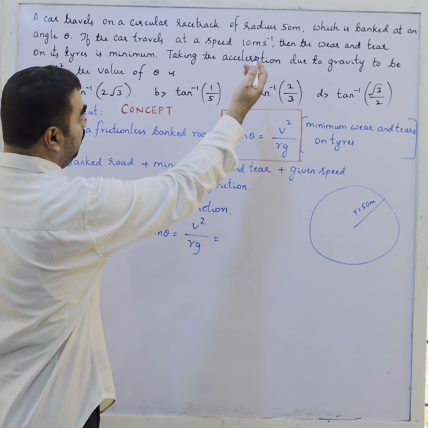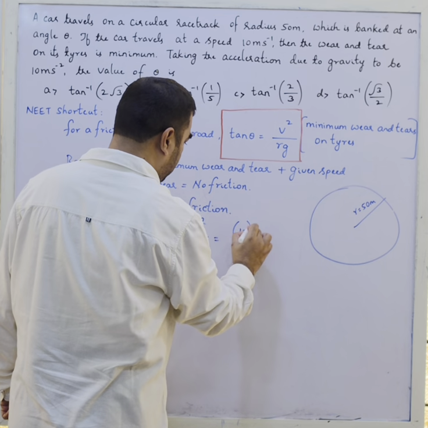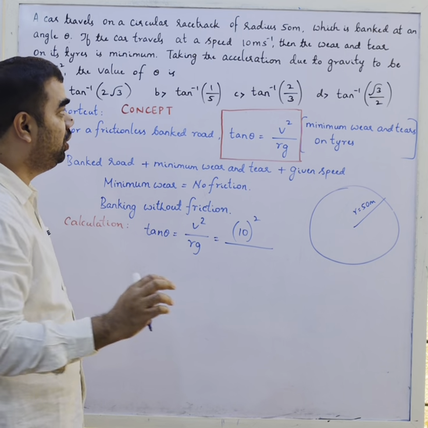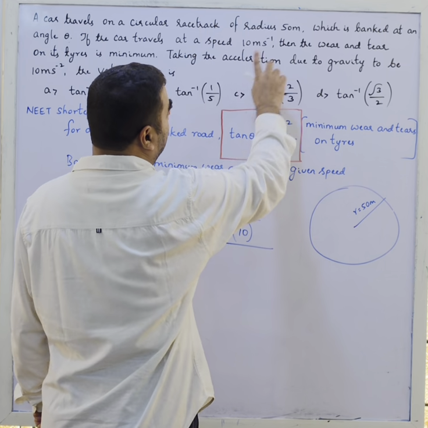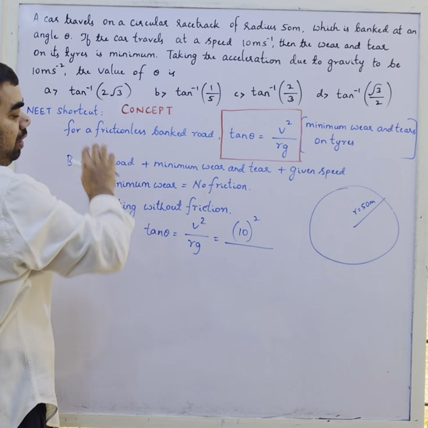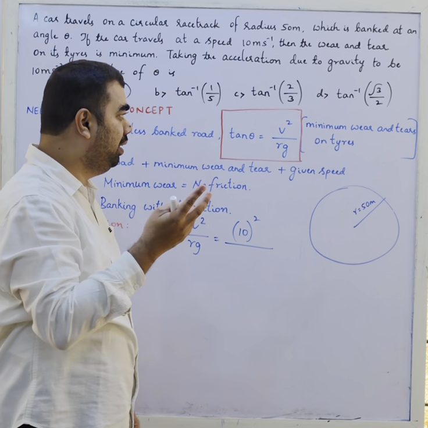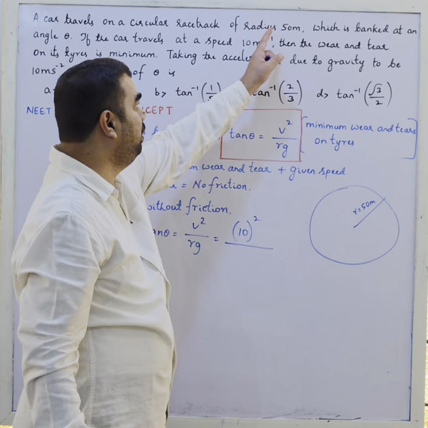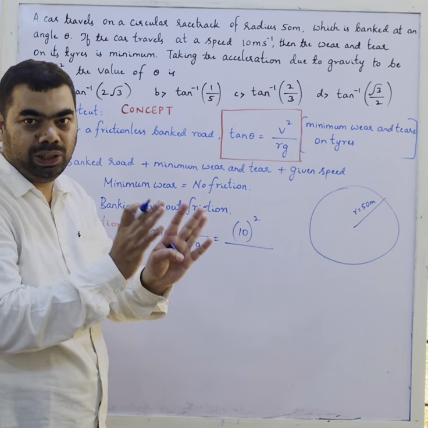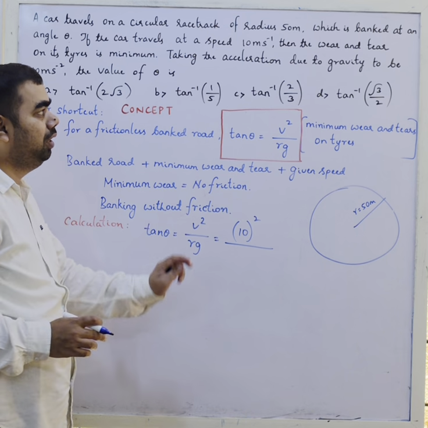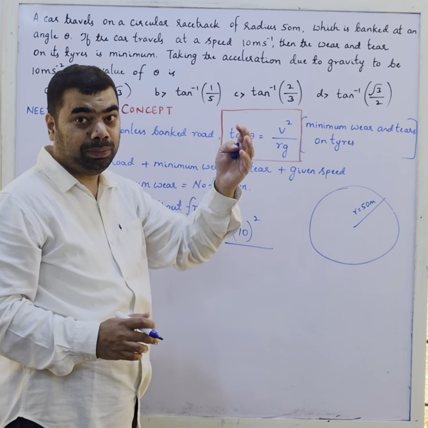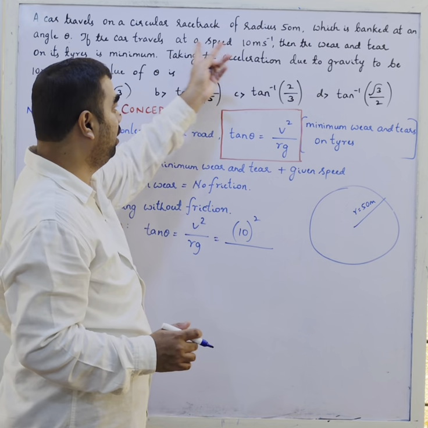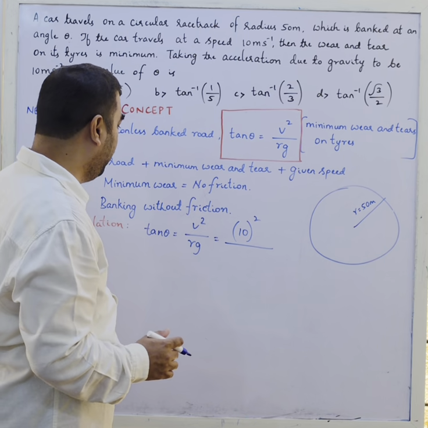What is v? V means velocity, which is 10, squared, divided by rg. Also, sometimes pay attention to the units. Maybe here the units are meter, meter per second and meter per second square, so no need to convert any dimensions here. Sometimes they would have given centimeters, meters, kilometers. Then you have to convert everything into one particular unit and do the calculation. So here it's not necessary, but maybe in some other problems pay attention to the units also. Take care of that.